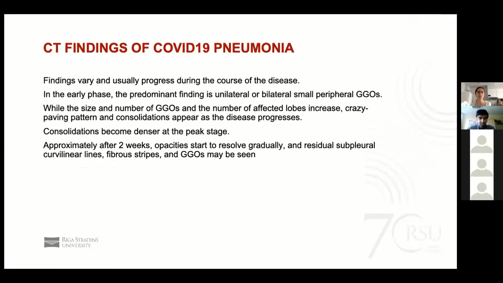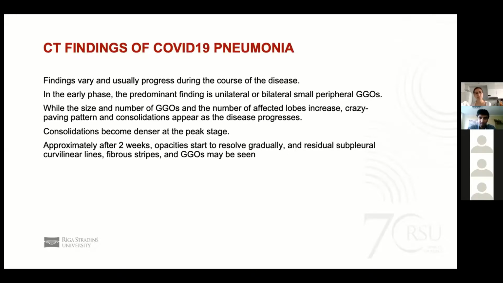So the CT findings of COVID pneumonia can vary depending on the progression and the course of the disease. In the early phase, it's predominantly unilateral, but it can also be bilateral with small peripheral ground glass opacities, and the size and the number of the ground glass opacities and the number of affected lobes increase as the disease progresses, and this crazy paving pattern and consolidation can appear when the disease is getting worse. And the consolidation becomes denser, meaning that it becomes whiter on the CT or X-ray at the peak stage, meaning that it's more like granuloma formation, so more lymphocytes, leukocytes, and all these inflammatory cells.